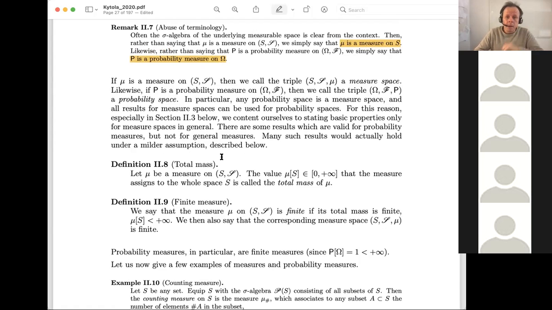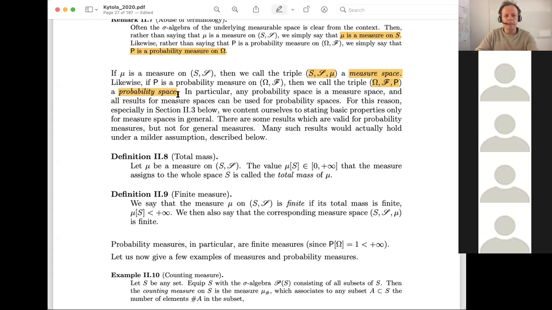If we have a set, a sigma algebra, and a measure on the sigma algebra, then that's called the measure space. If we have a set omega, a sigma algebra on omega, and a probability measure on this sigma algebra, then we call this triple a probability space. So these are the standard names for things. You see there are lots of names.